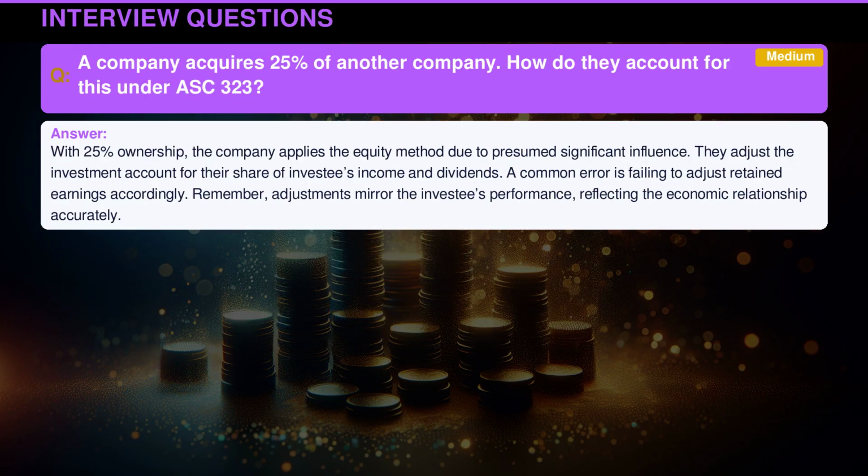With 25% ownership, the company applies the equity method due to presumed significant influence. They adjust the investment account for their share of the investee's income and dividends. A common error is failing to adjust retained earnings accordingly. Remember, adjustments mirror the investee's performance, reflecting the economic relationship accurately.